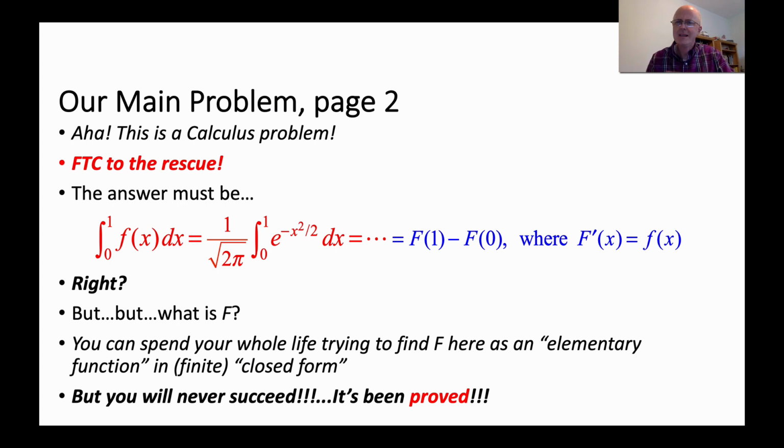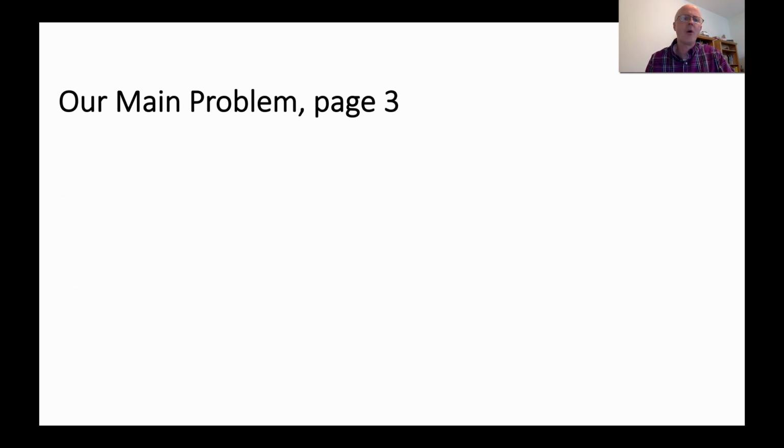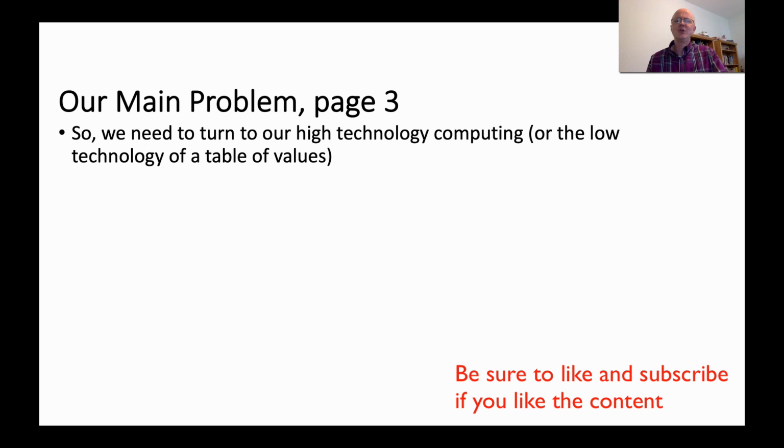Okay? Doesn't mean capital F does not exist. It just means you can't find an ordinary kind of formula for it. That's what it means. You'll never succeed in that way. So, what that means is we need to approximate the area in some way. We need to turn to our high technology computing, like a spreadsheet, like Mathematica, like a calculator, like Maple or MATLAB or R or Python, and approximate the answer. Or use low technology, a table of values that you can typically find in statistics books.